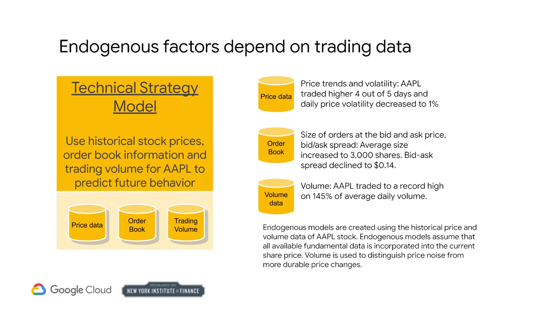You can think of endogenous factors as anything related to the price or volume traded of an asset. Endogenous factors are also called technical factors. Endogenous models also assume that all available fundamental data is already incorporated into the asset's current market price and so is irrelevant. Trading volume is a secondary technical factor that reflects market conviction and helps distinguish trading price noise from more durable changes in price. Here's an example of an endogenous or technical model for Apple, where we use the historical stock prices, order book information, and trading volume to predict changes in Apple's share price.